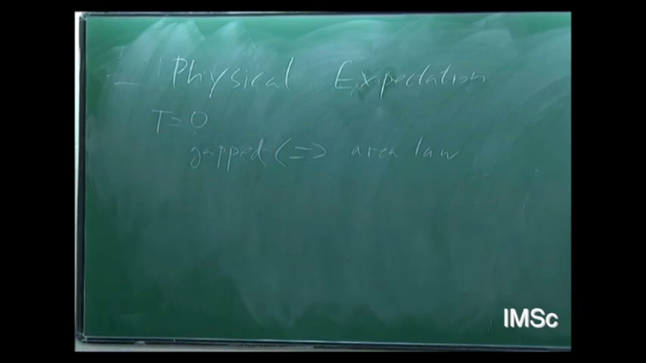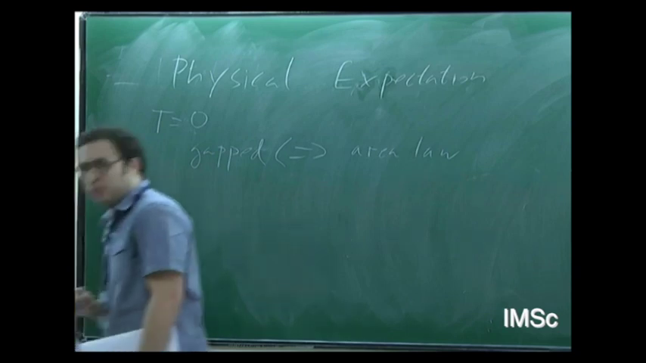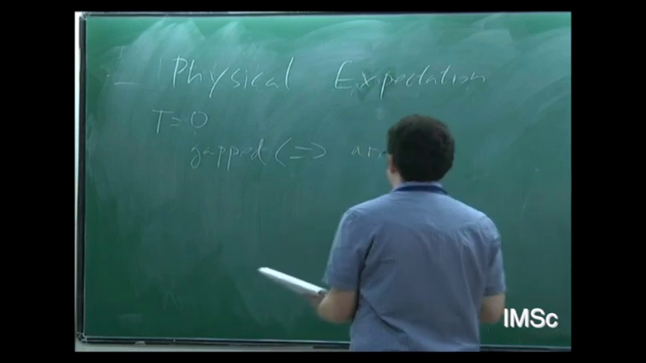It might be degenerate, but then to the rest of the spectrum, you have a gap. I'm simplifying here to the case of unique ground states, but even when you have degenerate ground states, as long as we have some states here and then a gap to the rest, we also expect the area law. And we will see that in one dimension we can improve that.